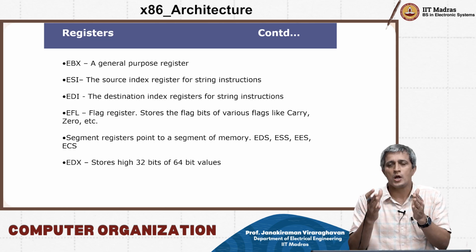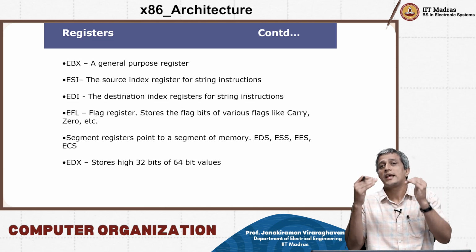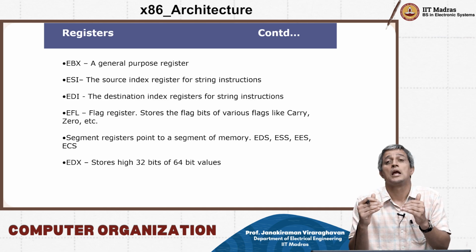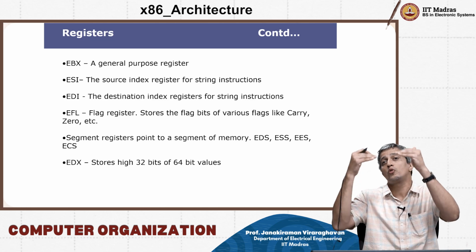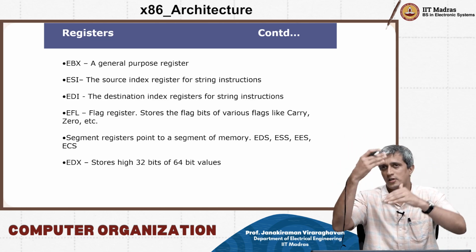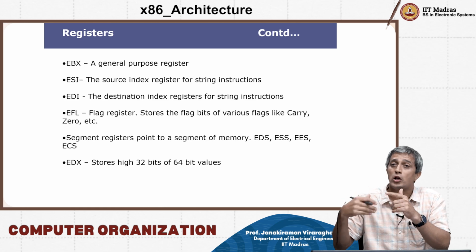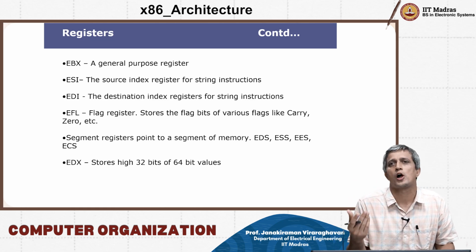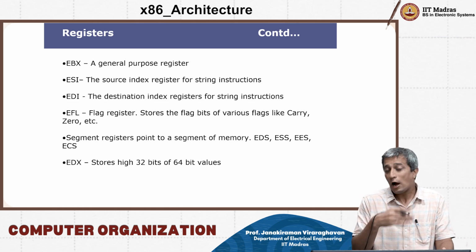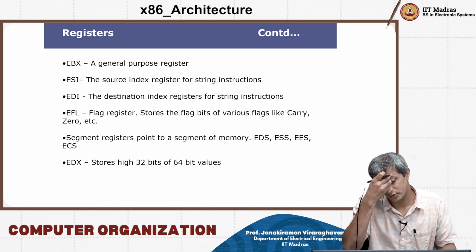So, like I told you, the microprocessor knows where the next instruction is, right? But I can also make the microprocessor go to a very specific location depending on the operation that I do, right? So, that's what you do in a for loop or a while loop, okay? So, all that is enabled through the flag registers.